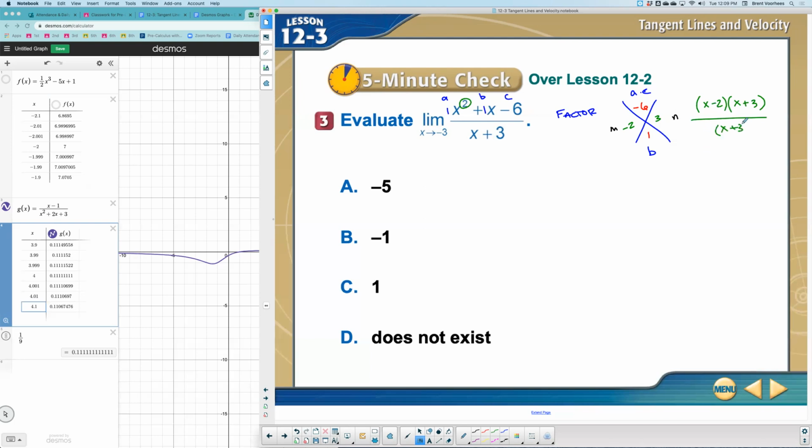So this is an equivalent expression to this limit here. And you can notice that I could simplify these factors. And so I'm basically saying, what's the limit as x approaches -3 of x minus 2? And using direct substitution, we'd have -3 minus 2, which is going to give us -5.